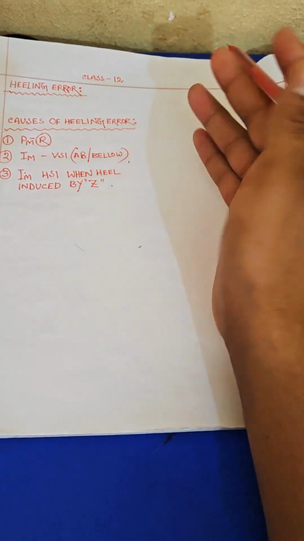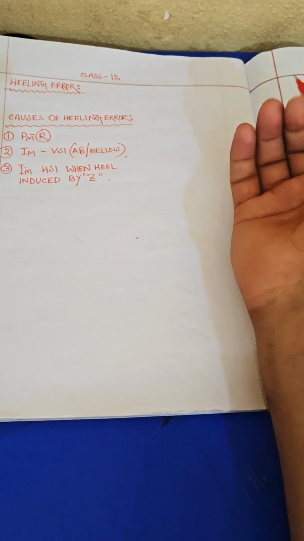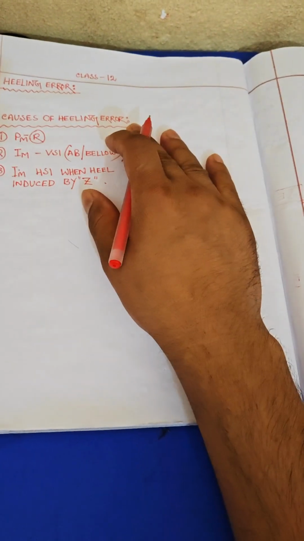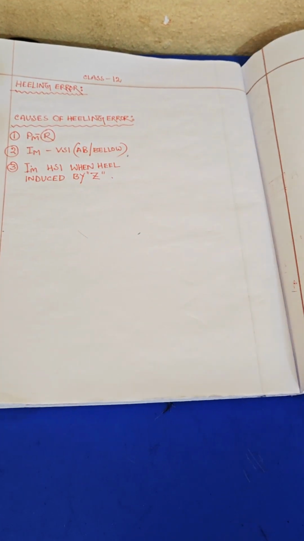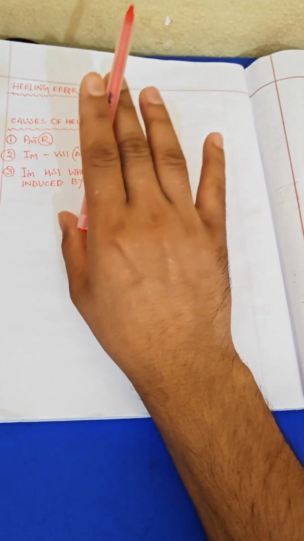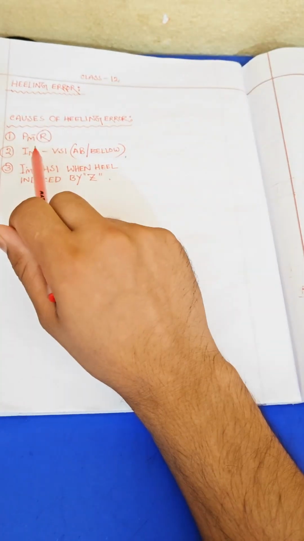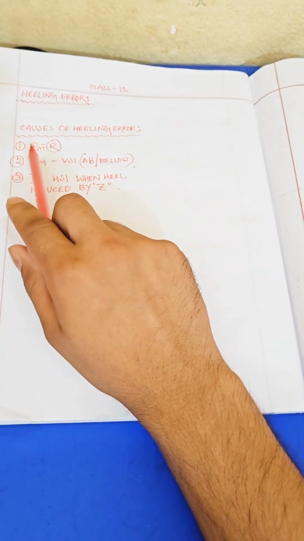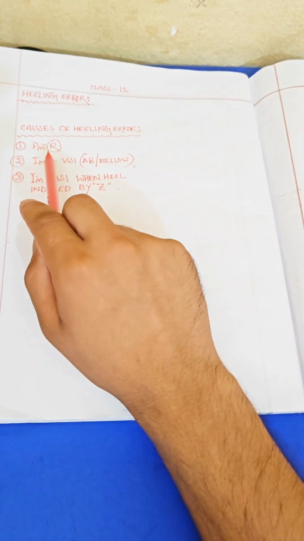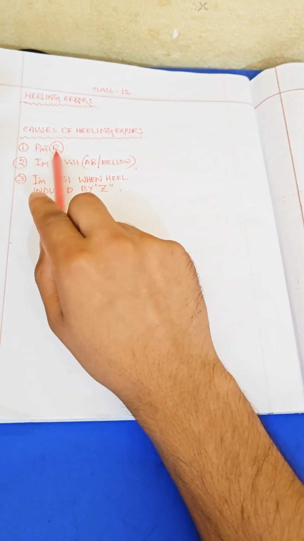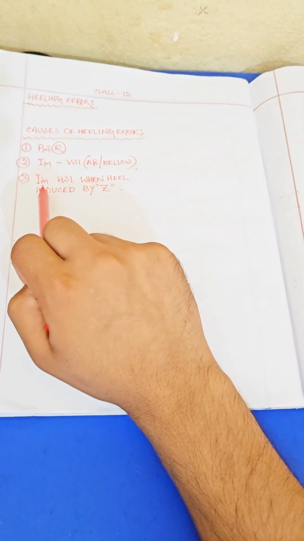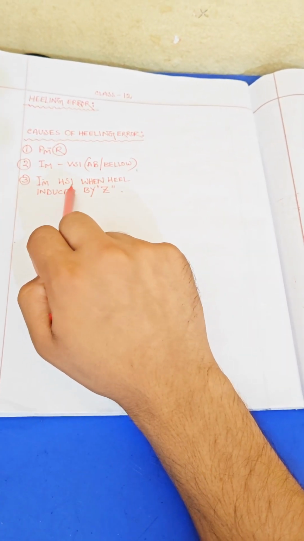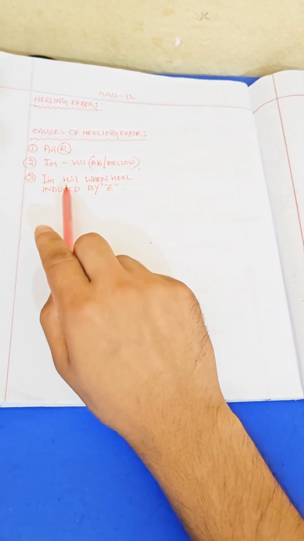Okay. So normally a vessel will heel. This is a normal thing for a ship. So this heeling error is caused by that. There are three causes for heeling error. One is the permanent magnetism R force, induced magnetism BSI above or below, and another is induced magnetism HSI when heeled, at that time induced by Z.